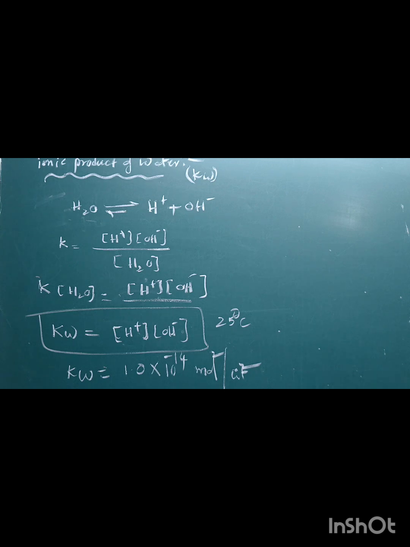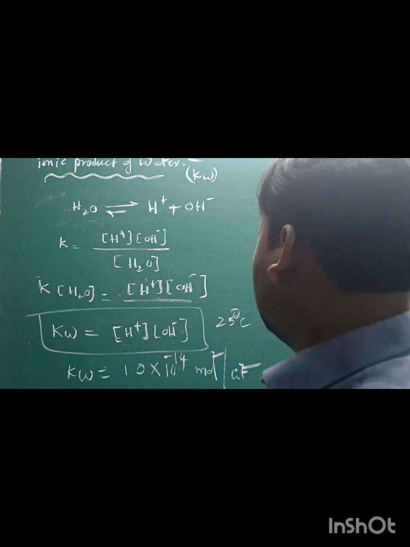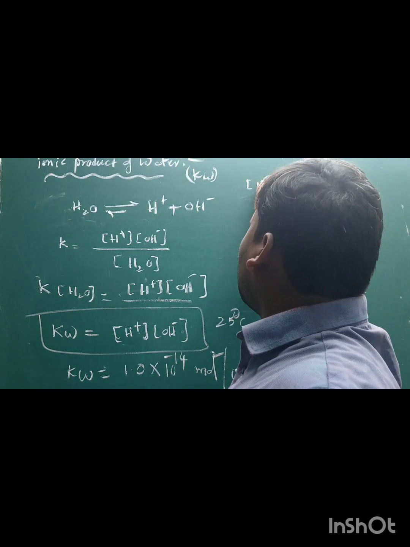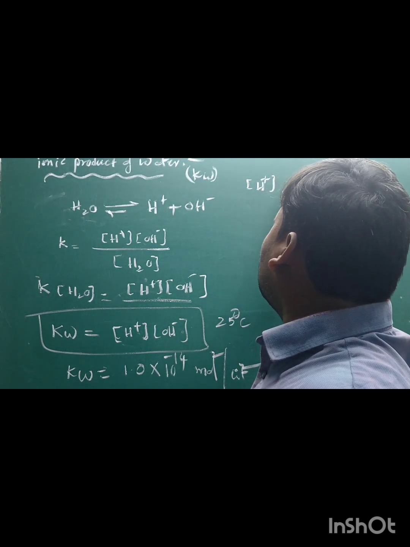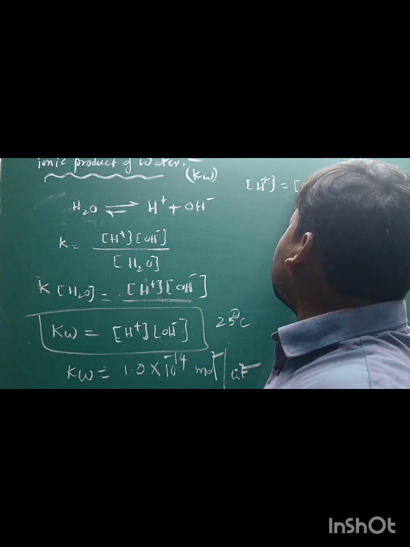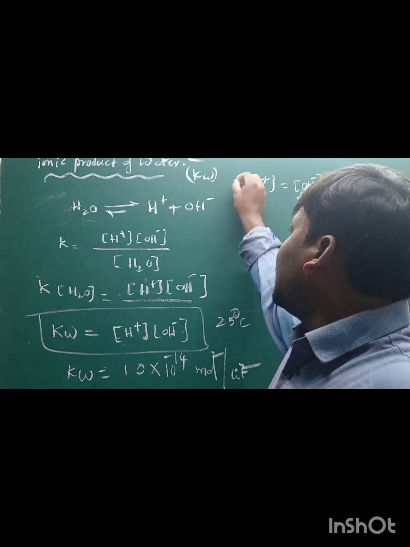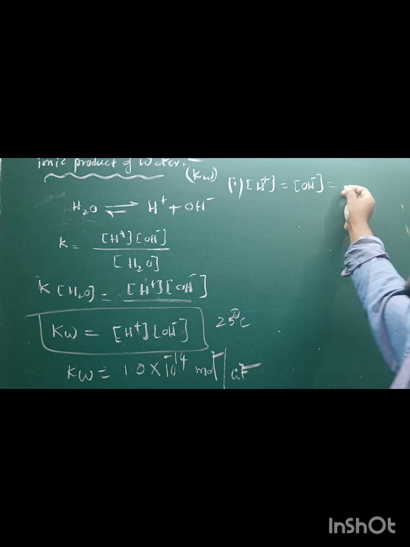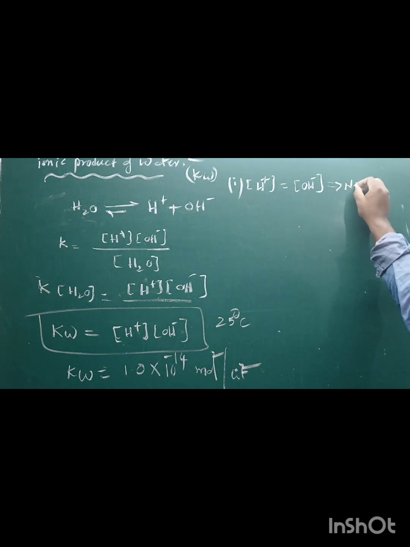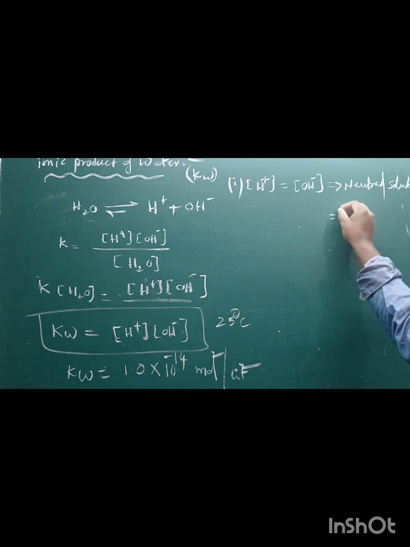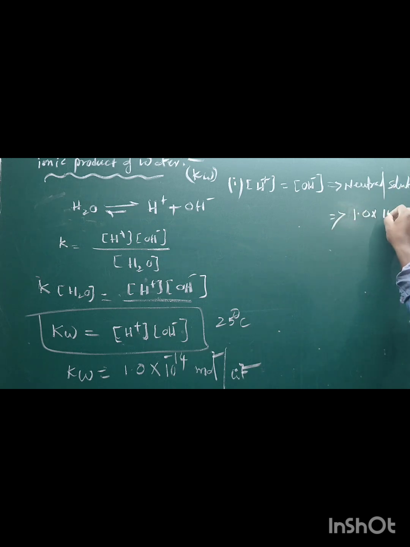Now, if you take 1 liter of water, if the concentration of H plus ion equals the concentration of OH minus ions, then the solution is called a neutral solution. Their value is 1.0 times 10 to the power of minus 7 mole per liter only.